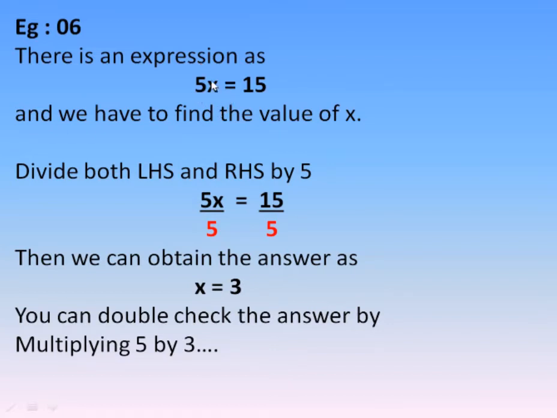When we divide it by 5, the 5 and 5 cancel and x becomes the subject. If we are dividing the left hand side by 5, we have to divide the right hand side also by 5. Okay, 5x divided by 5, 15 divided by 5, then we can obtain the answer as x equals 3. We can double check the answer by 5 multiplied by 3. 5 into 3 is 15.